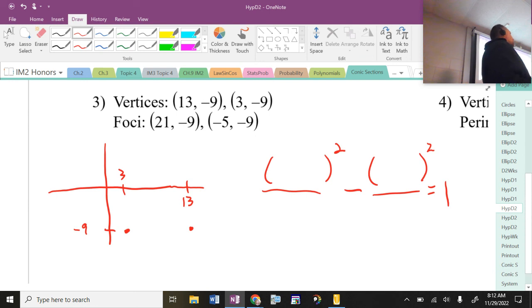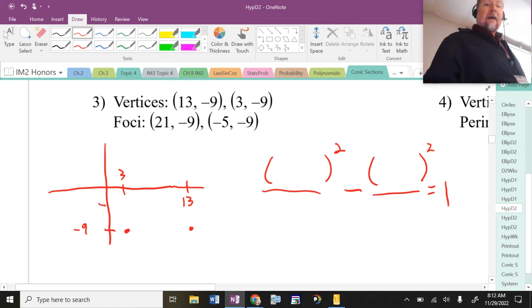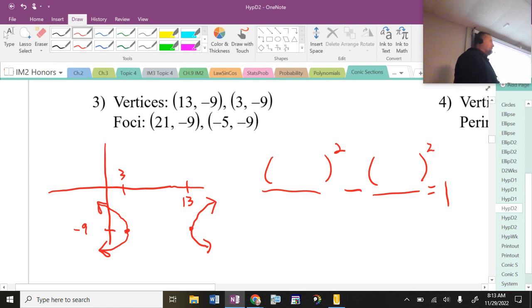Okay, what's first? Is it X in that first set of parentheses or is it Y? 3, 2, 1, go. X. Everyone should know that in this room. I just care if those are the vertices. This absolutely has to go like this. So this is X, this is Y.